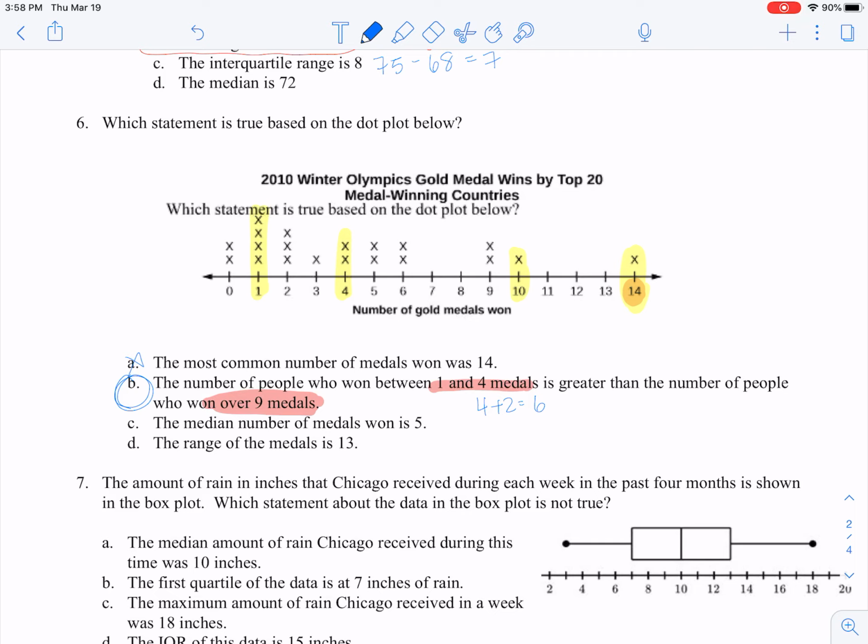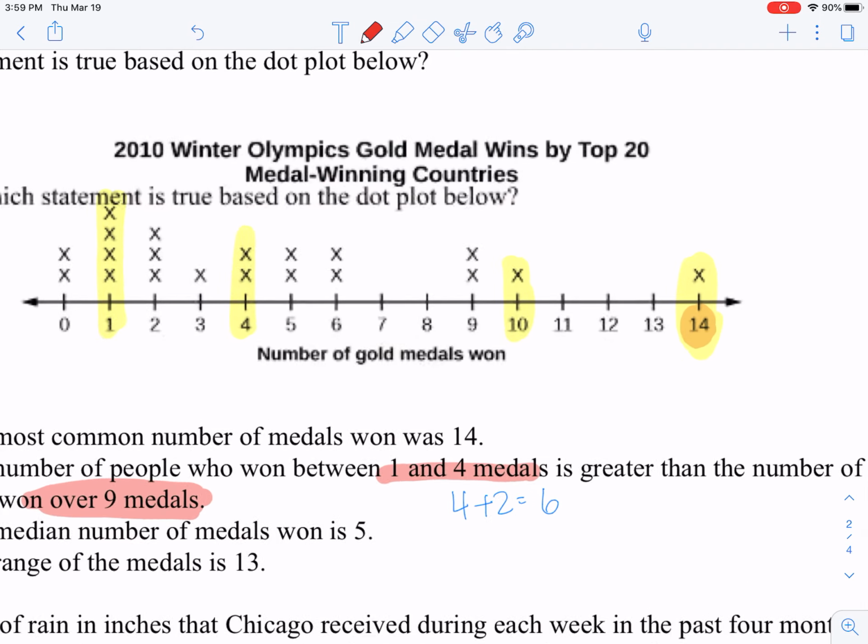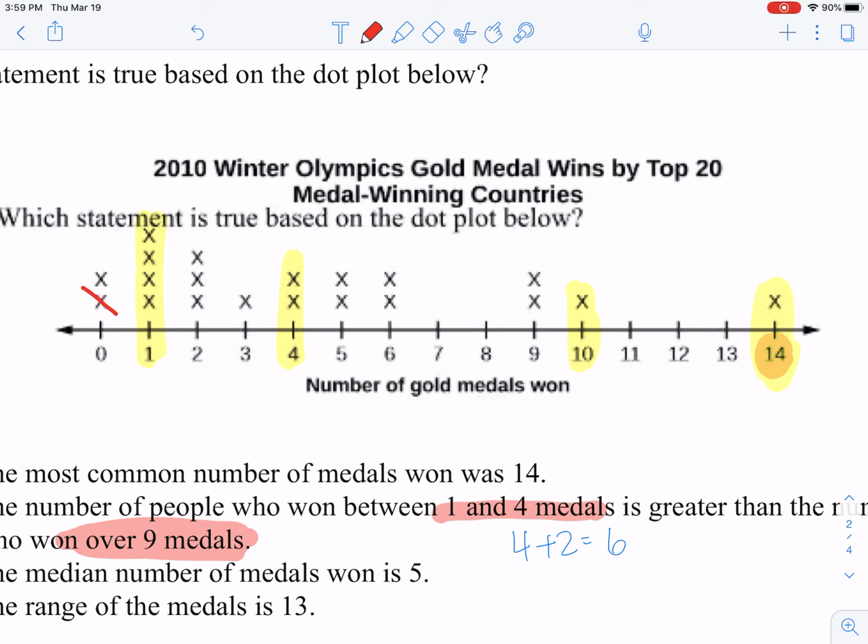C, the median number of medals won is 5. So median is 5. We need to figure out how to do this. I'm not going to list the numbers out because there's just too many. So instead, I'm going to use the dots. And in order to use the dots, we're going to just cross it out using our pencils. So I'm going to do 1, and we need to do least and greatest numbers. 2, 3, 4, 5, 6, 7, 8, 9, and then we're left with 2 numbers, 3 and 4.